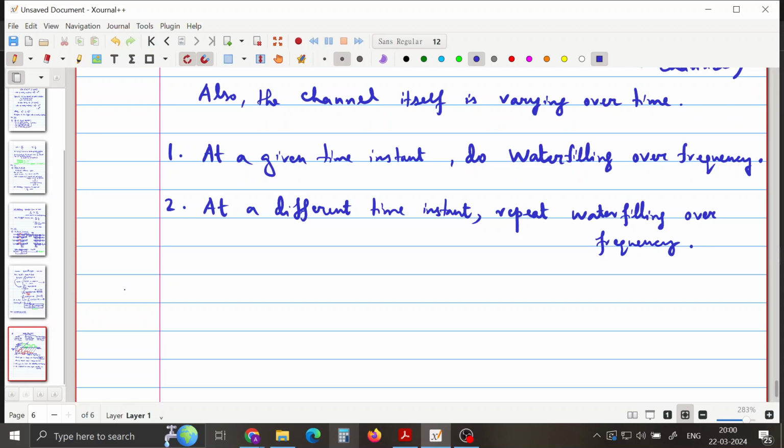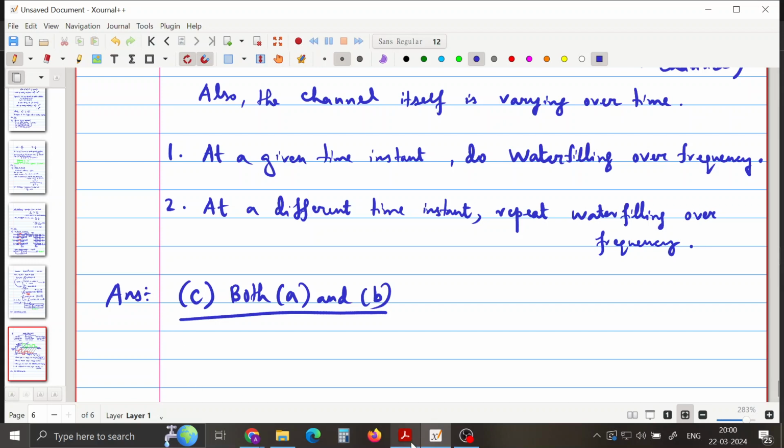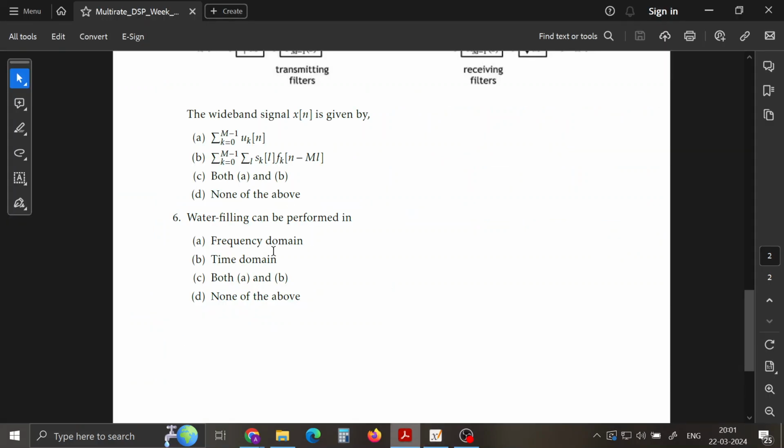So our answer is option C, which is both A and B. If you see the options, option A is frequency domain, option B is time domain, option C tells both A and B, which is actually the case. So option C is the correct answer.